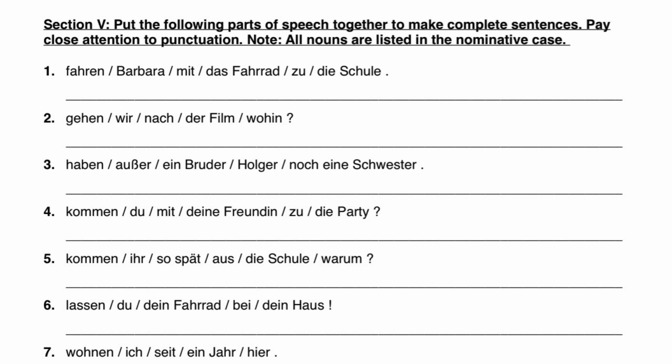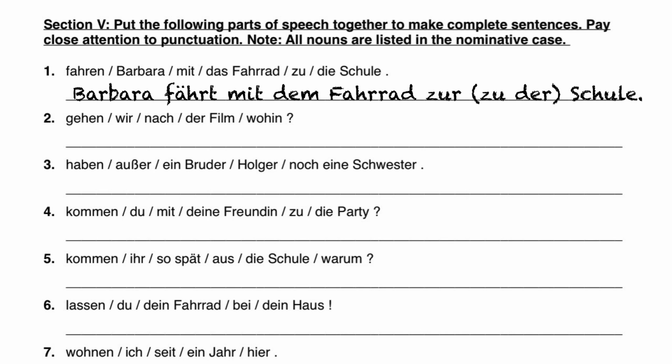Don't forget that there's an umlaut over the A in the er, sie, es, and du forms for fahren. So Barbara fährt, and then we want to say Zeit, Art, Ort, time, manner, place. Since we don't have time, we have manner here, which is with the bicycle. That's how she's getting from point A to point B. Mit is used here for that preposition, and since we have das Fahrrad, we need mit dem Fahrrad. Zu is where she's going, so to the school, zu der Schule. So the full sentence reads out as Barbara fährt mit dem Fahrrad zur Schule.